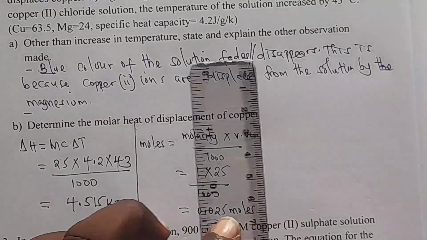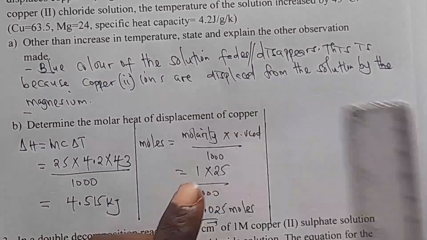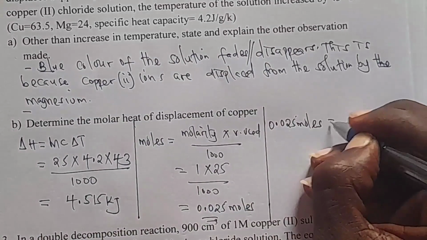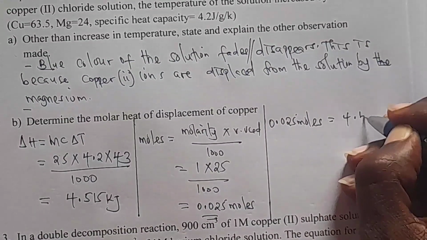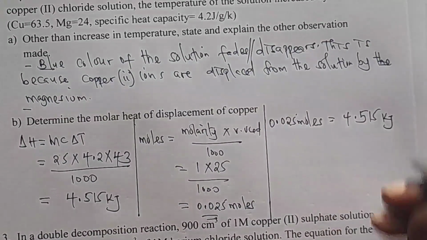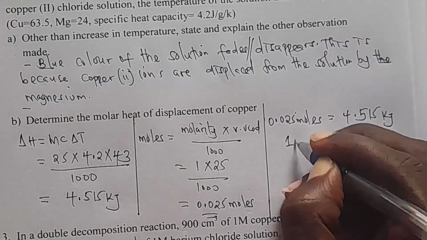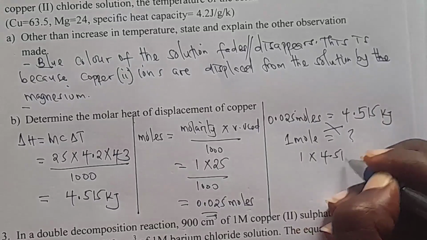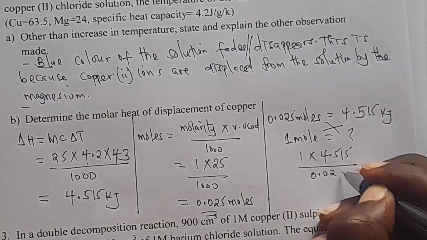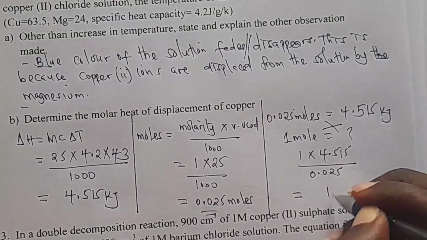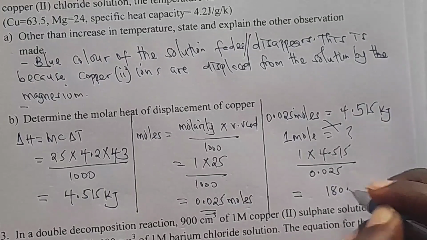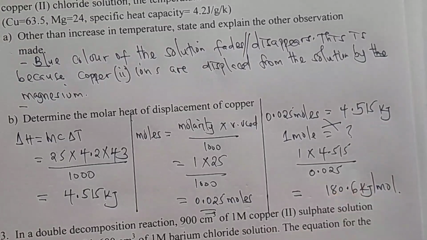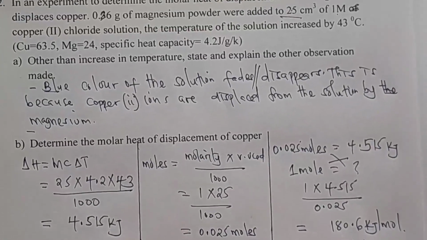So thereafter, we are going to ask ourselves, this amount of moles produces 4.515 kilojoules as energy. So what about 1 mole? So we are going to say 1 times 4.515 divided by 0.025. So here we are going to get 180.6 kilojoules per mole. Next, let us see now the sign that we are going to put there, and that one will tell us now the temperature.